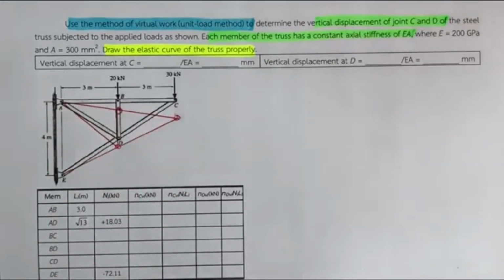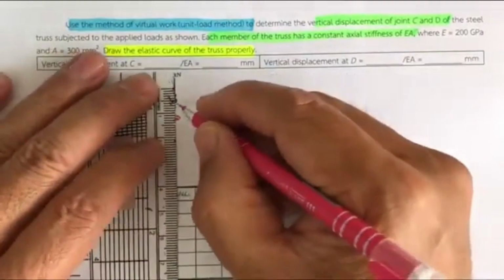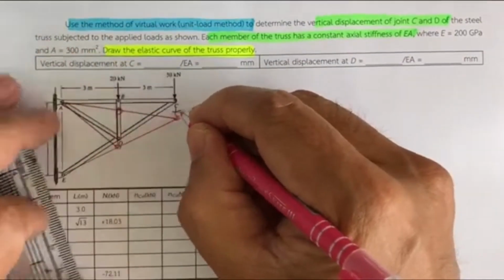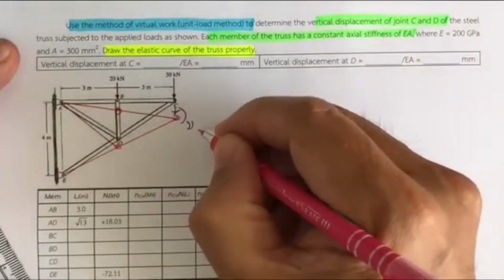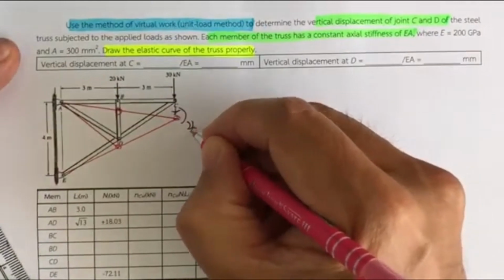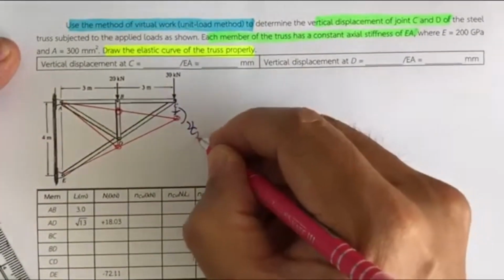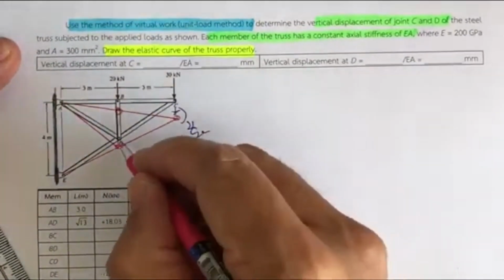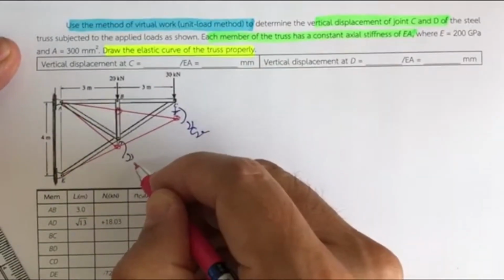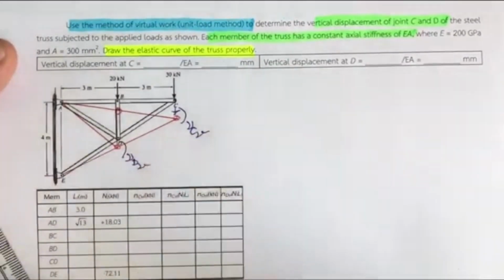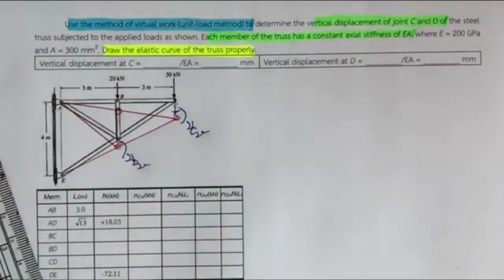Then they ask us to determine the vertical deformation at C, and also the vertical deformation at D. And this is our preliminary elastic curve of the truss.